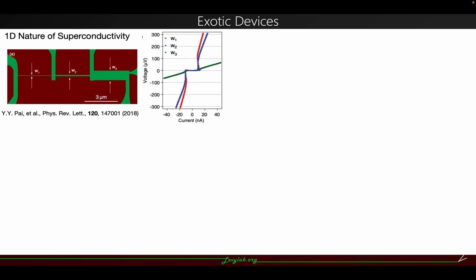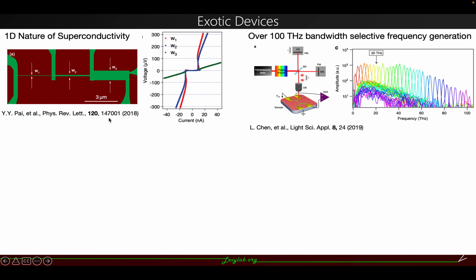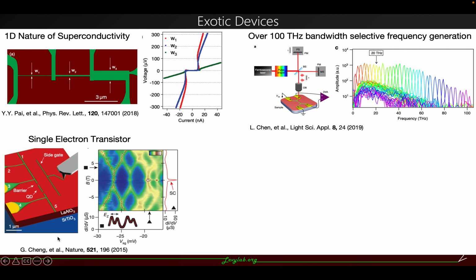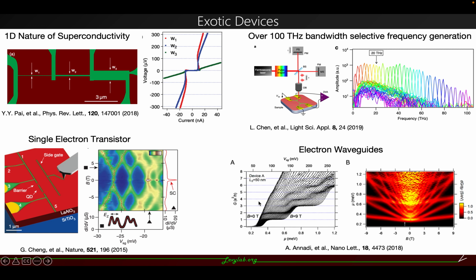With these two techniques, we realized some exotic devices on the LAO-STO platform, including nanowires, terahertz generator and detector, single electron transistor, and electron waveguides.